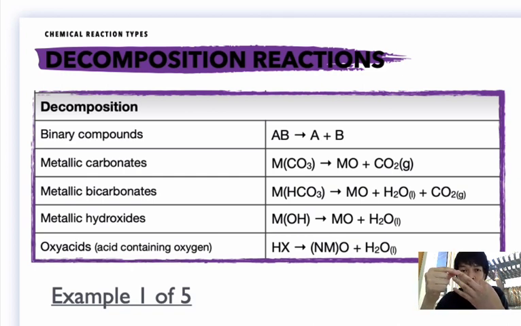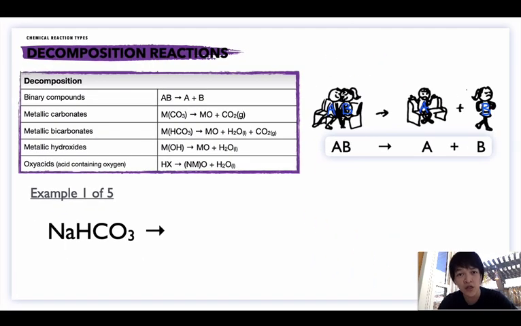Bicarbonate is HCO3. The fourth type of decomposition is when you have a metal hydroxide. Hydroxide is OH. And the very last type, the fifth type of decomposition, is when it involves an oxyacid. An oxyacid is an acid where it contains oxygen in the compound somewhere. Okay, so we take a look in the bottom.